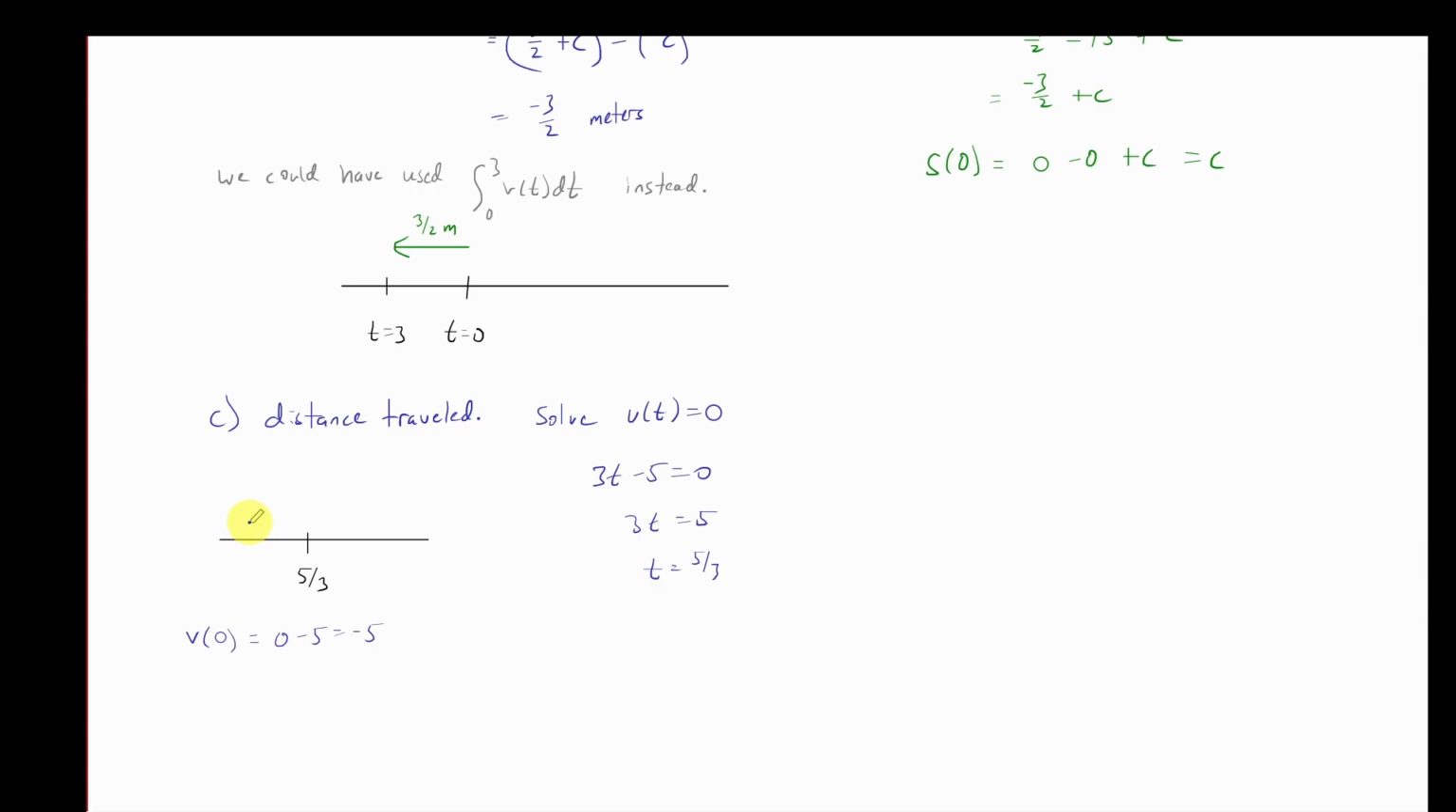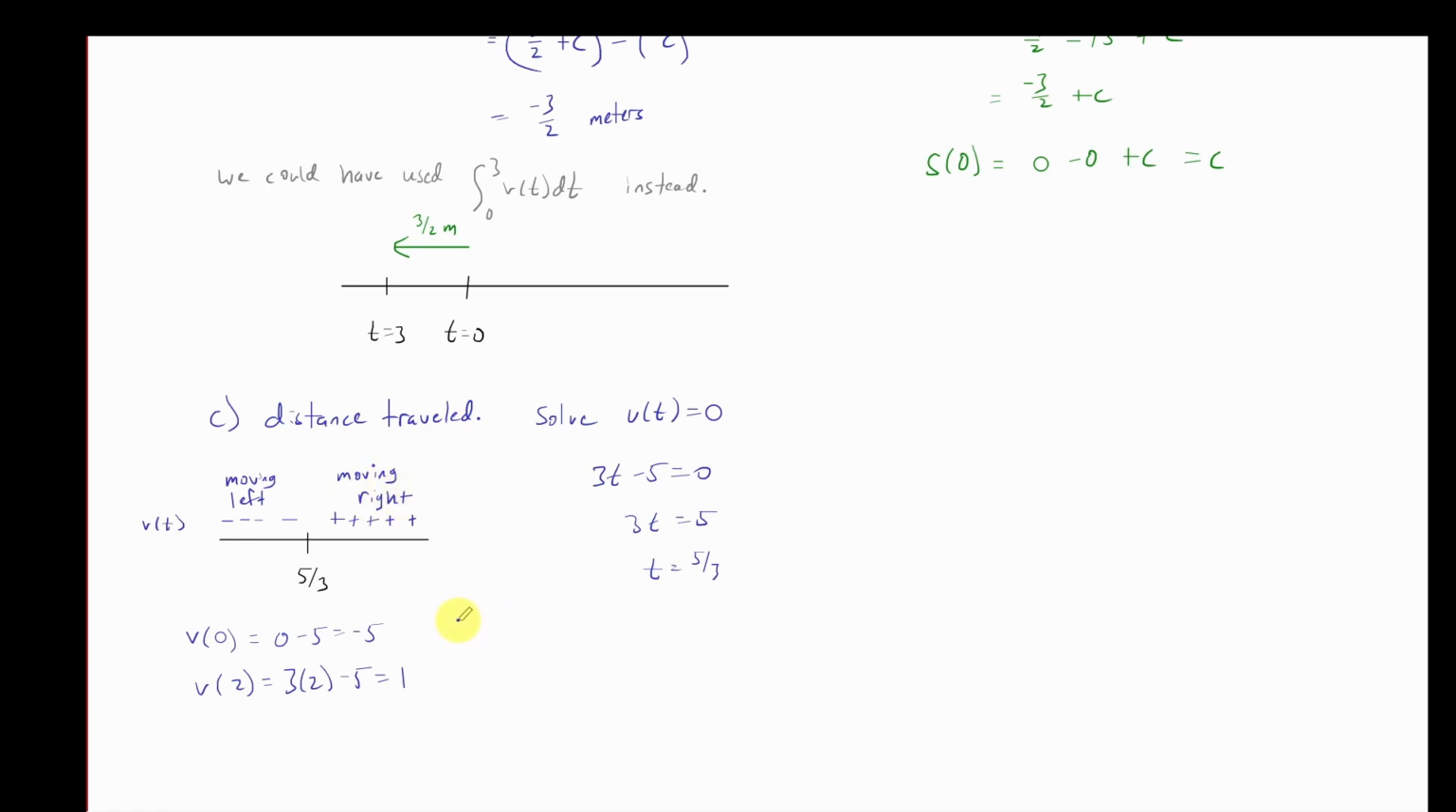Okay, so the velocity is negative here. When I put in something bigger than 5/3, say 2, I'll get 3 times 2 minus 5. That's a positive. So that tells me that before we have time 5/3, the particle is moving left. And after time 5/3, the particle is moving to the right.